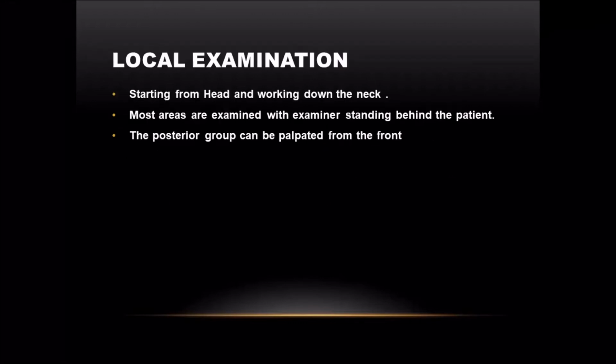Next comes the local examination. It goes in a systematic fashion, starting from the head and working down the neck. Most of the cervical lymph nodes are examined by the examiner standing behind the patient, and the posterior group of lymph nodes can be palpated by standing in front of the patient. It is palpated by the palmar aspect of the hand in a circular fashion.